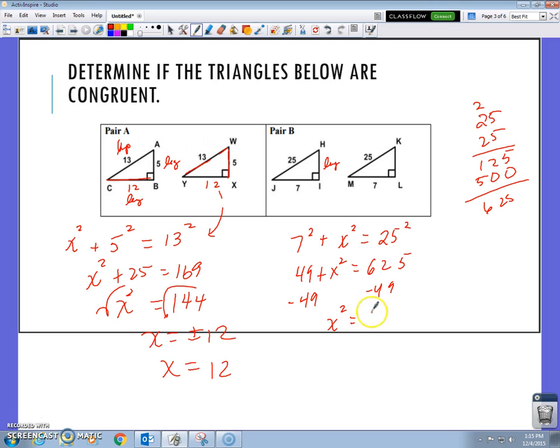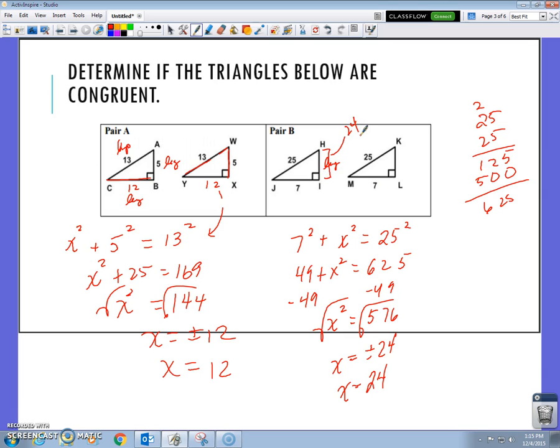Oh, let's see here, it'd be 576, and if I take the square root of that, then I know x equals plus or minus 24. Well, in this case, x equals 24 because once again we're talking about a distance. So I know this distance right here, even though it doesn't really look like the right distance, is actually going to be 24.